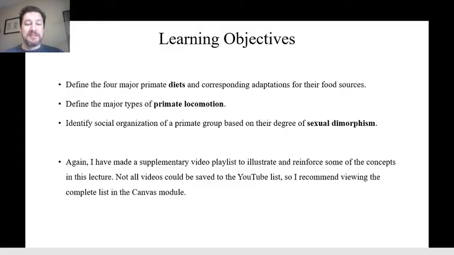And again, I made a supplementary video playlist to reinforce some of the concepts, especially for locomotion. There's nothing better than just watching the different kinds of primates move around on video. In this case, not all the videos could be saved to a playlist because they have some content restrictions on them. So again, there's a complete list in Canvas, and I recommend taking a look at that to get the full thing. You can watch the playlist, but there are a few videos that won't be in there.